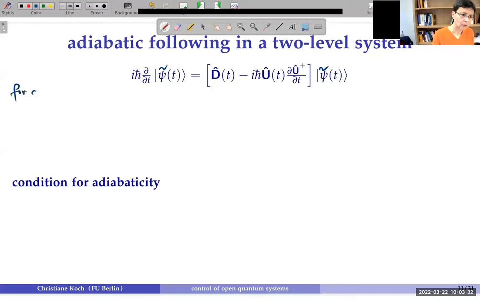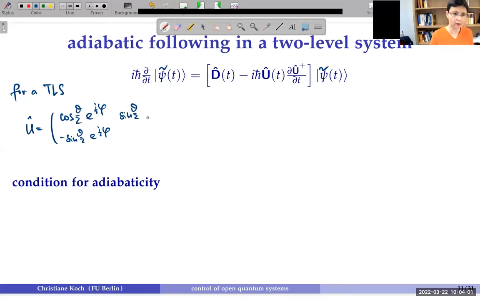So for a two-level system or qubit, we know what the transformation is that diagonalizes a two-level system. We can write it with cosine of theta over 2 and e to the i phi over 2. So we have two angles. And I'm going over this fast again because I think you may have seen this one way or another. If not, it's a nice exercise to do in order to convince yourself that you understand things, where these angles are given by: theta is given in terms of the ratio of the coupling between the two levels and their energy difference.